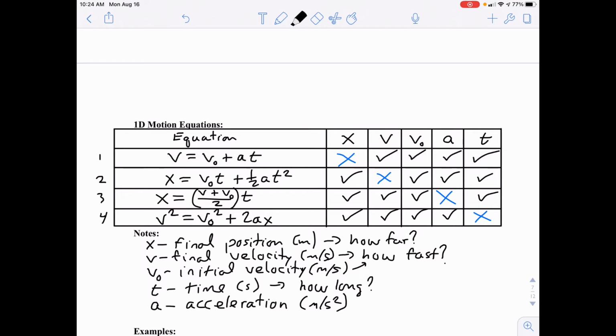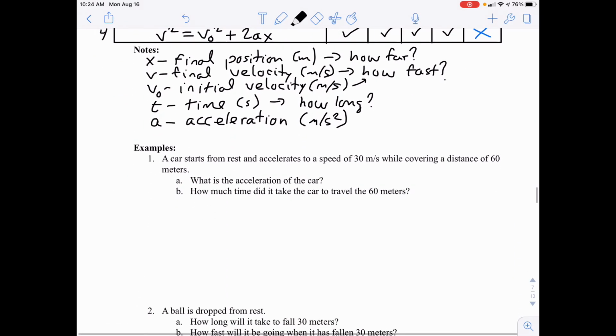If I had x, v naught, a, and t, I would choose equation 2. If I have x, v, v naught, and t, and I do not have acceleration a, I would choose equation number 3. If I have v, v naught, a, and x, but no time, then I would choose equation number 4. Let's take a look at some examples.